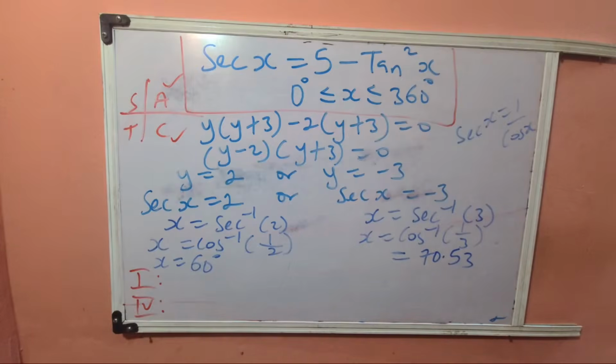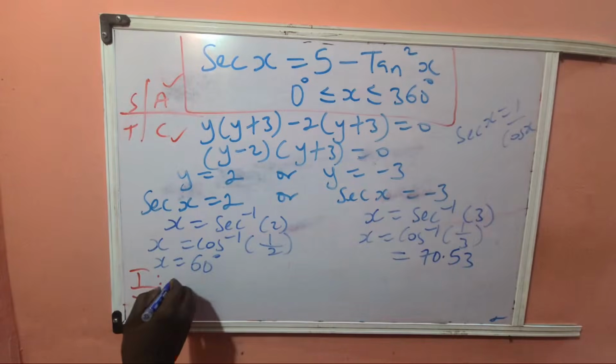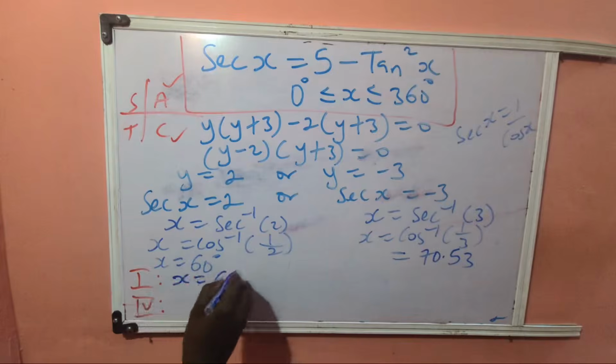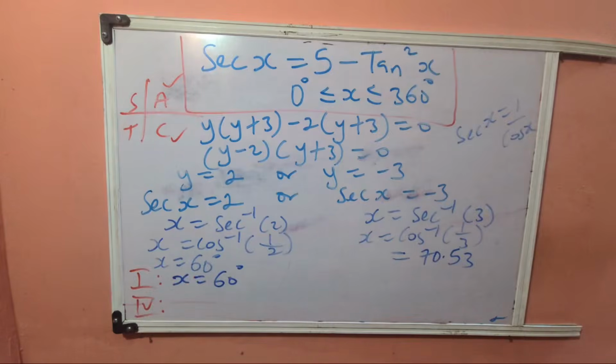So how do I find for quadrant 1? I told you already, when you're dealing with quadrant 1, you just replicate your x. So x here is equal to 60 degrees. That's so simple. And for quadrant 4, the rule is 360 minus x. Don't forget, I'm sure many of you are used to theta, but in this case we are dealing with x.